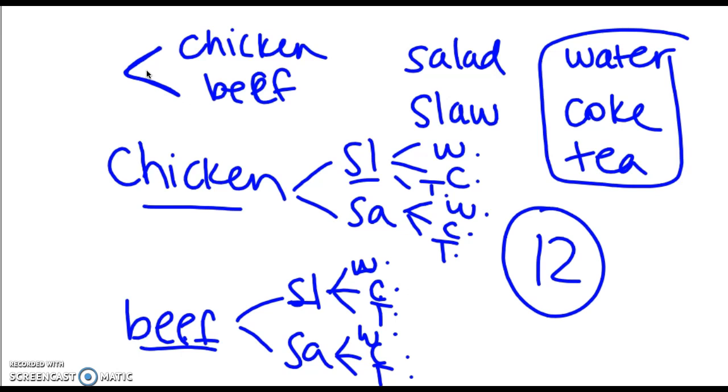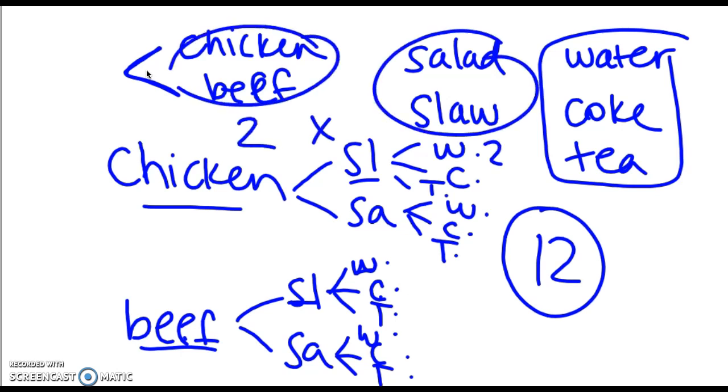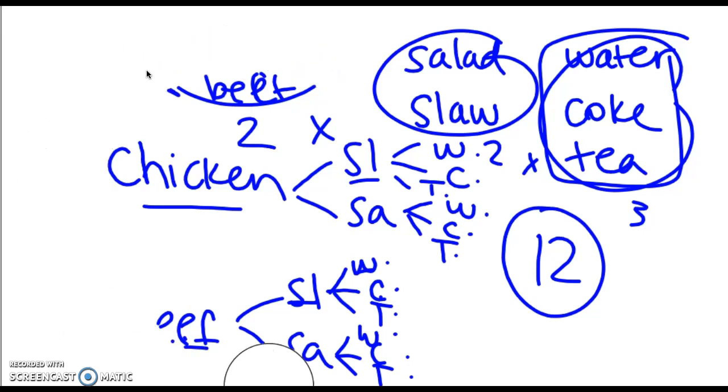To check it, you could do 2 times 2 times 3. 2 times 2 is 4. 4 times 3 is 12. So there's a little overview of that. You will have to make a tree diagram on your test. We're talking about how many possible outcomes for something.